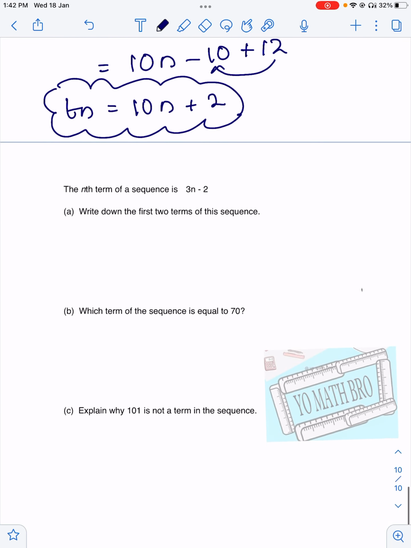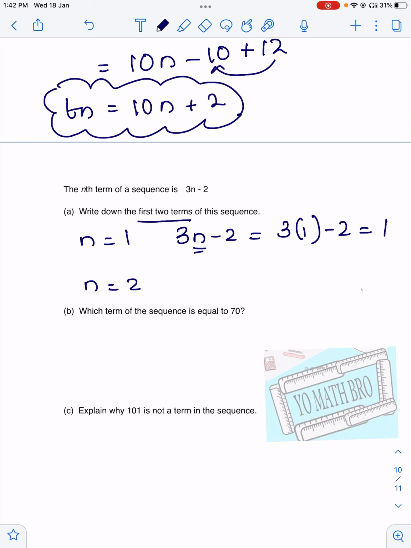Okay. The nth term of the sequence is 3n minus 2. Write down only the first two terms. So take n as 1, n as 2. Write down the formula 3n minus 2. Now here I will substitute the value of n. 3 ones are 3, minus 2, 1. 3 twos are 6, minus 2, 4.